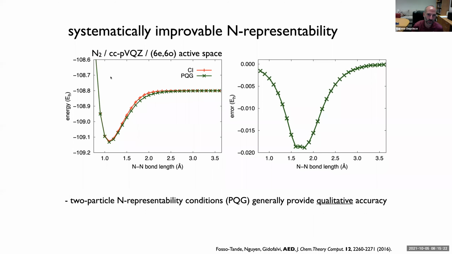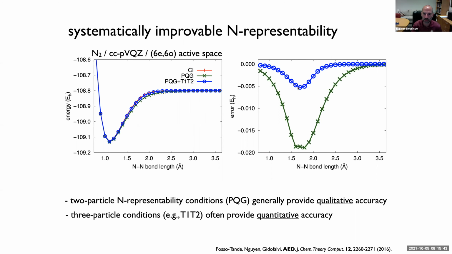Okay, so just to show you how these conditions can clean up energy errors, here's nitrogen dissociation in a big basis set with a 6,6 active space, the exact CI solution, and then the PQG solution. Great looking curve. There's some error in the spin recoupling region that is not that big, but you might not be satisfied with a 20 millihartree error. Well, you can just toss on some partial 3-positivity conditions, and then your maximum error is more like 5 millihartree. So general rule of thumb is when RDM methods work, 2-particle conditions can give you qualitative accuracy, and 3-particle conditions often will give you quantitative accuracy.